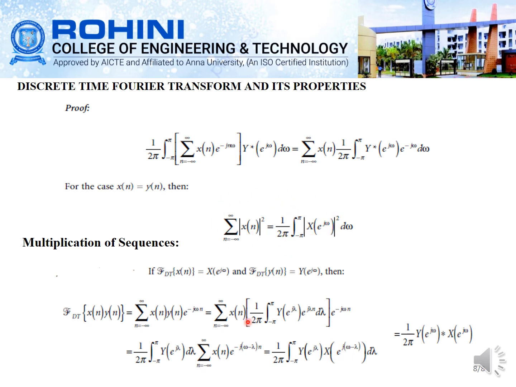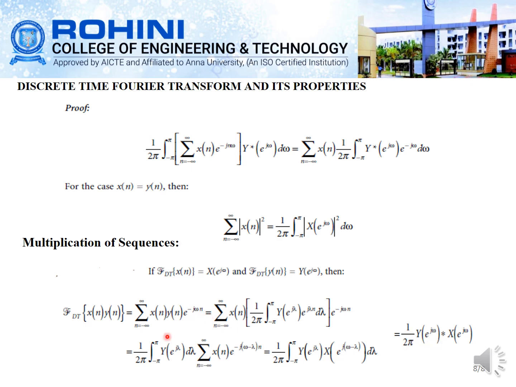Next one is multiplication of sequences. If the Fourier transform of x of n equal to X of e power j omega and y of n equal to Y of e power j omega, then x of n into y of n equal to 1 by 2 pi j into Y of e power j omega into X of e power j omega.